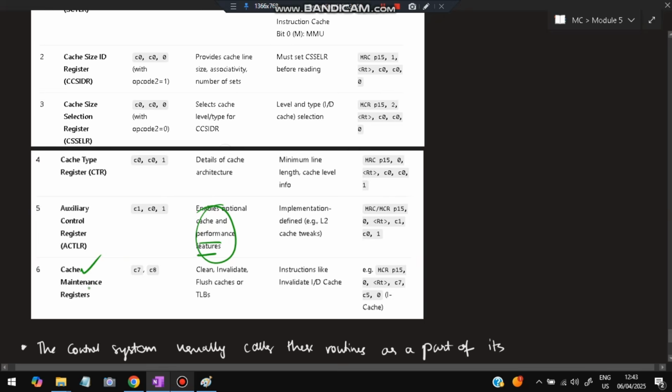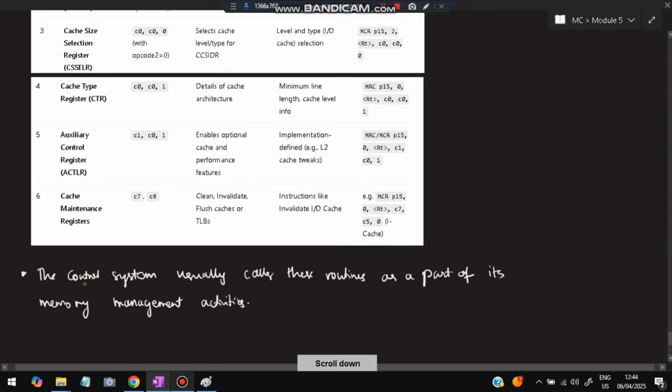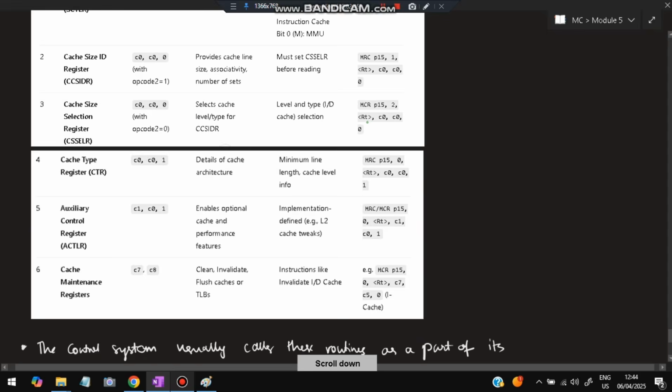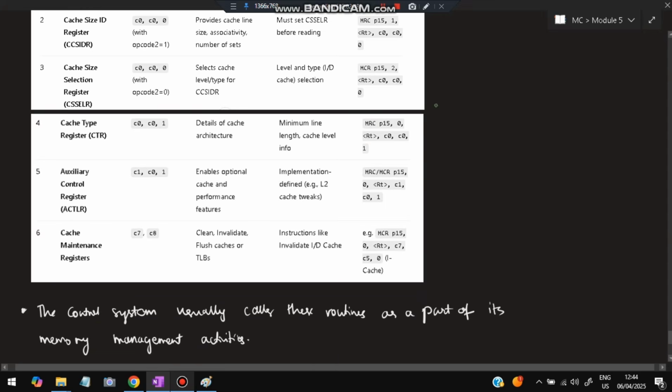Then the next one is the cache maintenance registers. They clean, invalidate and flush the cache or TLBs, meaning they keep maintaining the cache, removing unwanted data and keeping only the relevant data. The control system usually calls these routines as a part of its memory management activities. Memory has to be managed, and to manage the memory these are the slaves present. The control gives commands and these perform the particular routines they have been assigned.